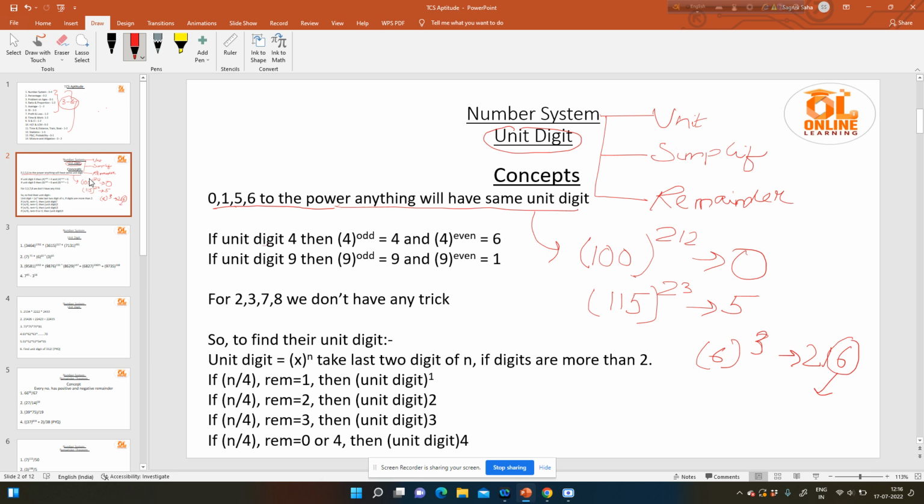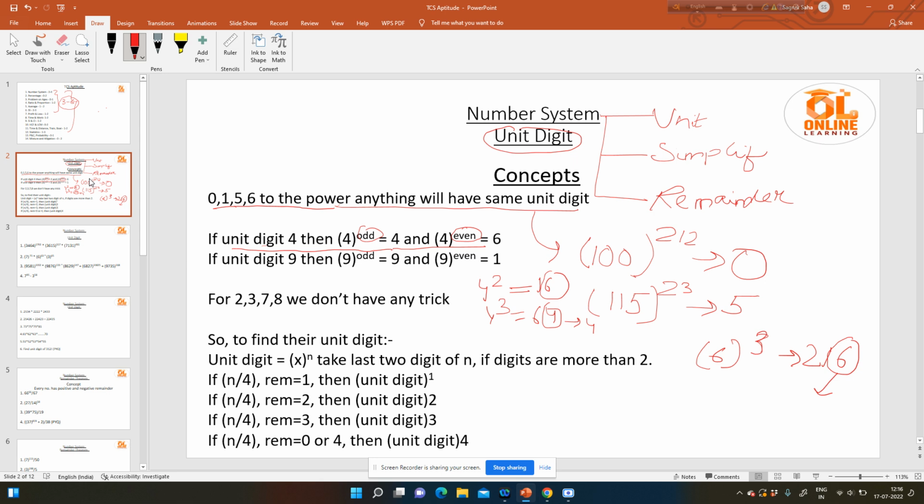Okay, if the unit digit is 4, then 4 to the power any odd number is 4, and 4 to the power an even number is 6. For example, 4 square, this is an even power, it is 16. So what is the unit digit? 6. 4 to the power 3 is 64. So what is the unit digit? It is 4. So hence proved.